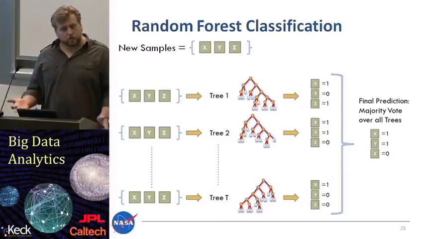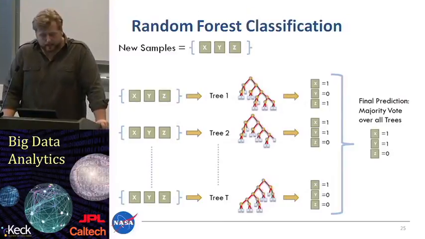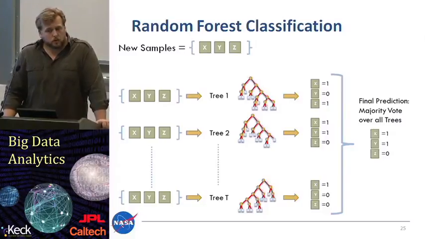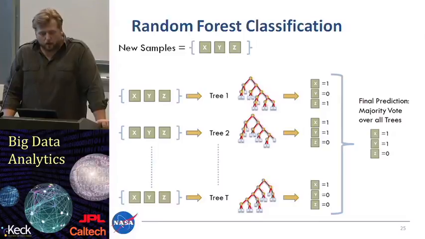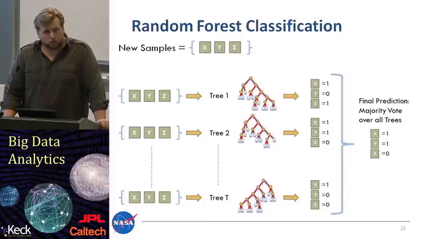If you now get a new sample, X, you would throw this sample down every tree. You would do classification with every tree as explained before. For example, the first tree would classify X as 1, the second tree, contrary to the first tree, would classify it as 0, and the third one would again classify it as 1. And then at the end of the day, you take a majority vote over all trees, and that gives you the final classification. That's the classification scheme described by Breiman in 2001.